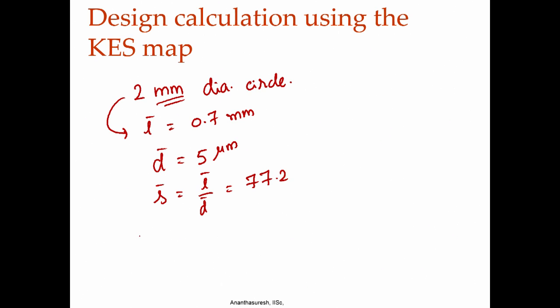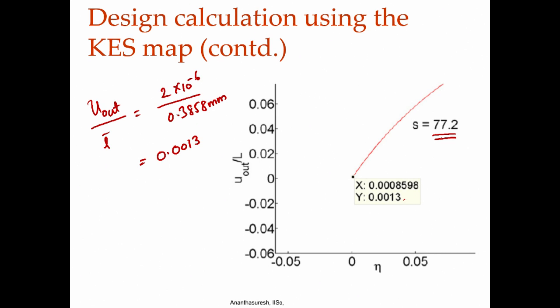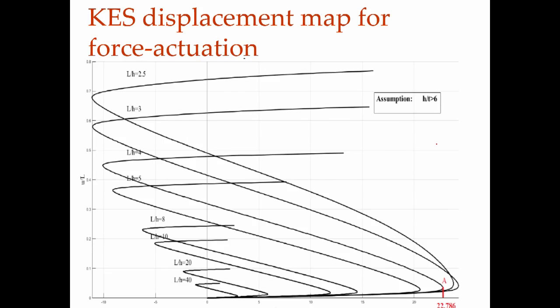77.2, and once you have this we can actually draw that. So, 77.2 we can draw this, and then we want U out by L bar. U out here we want it to be maybe 1 micron or 2 microns. I think in this case let us say 2 microns we take, and L bar we have taken to be 0.3858 millimeters, 10 power minus 3. If you do that, that comes to 0.0013. So, that is the y coordinate, something here, and then corresponding eta we get very close to 0, that is 0.00085.